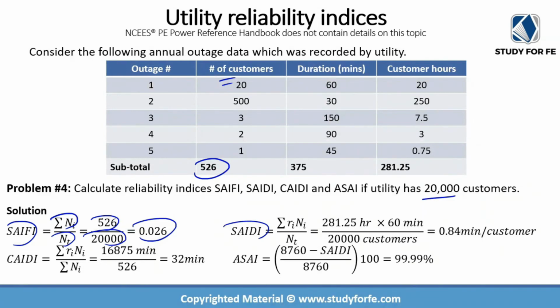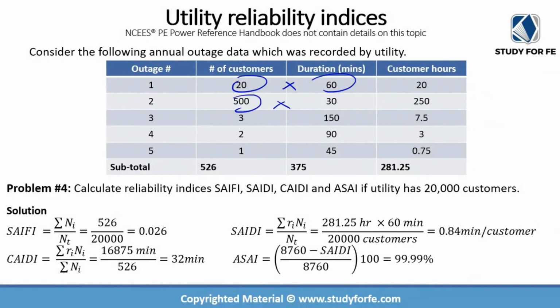SAIDI is the summation of RI times NI. Essentially what you're going to be doing over here is multiplying this column, the number of customers, by the duration, and then summing all of them up. I have already done that for you. It is 281.25 hours. You just convert it into minutes by multiplying it by 60. The total number of customers served is 20,000 customers. So you will basically get 0.84 minutes per customer.